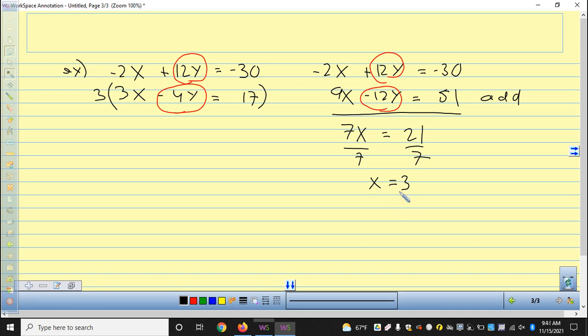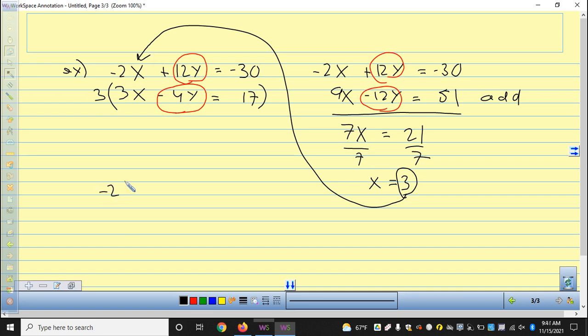And I can plug x equals 3 into either original equation to solve for y. So do the two numbers you cancel out automatically, like the positive and the negative? Because we're adding them together. Positive 12y, negative 12y adds up to 0.